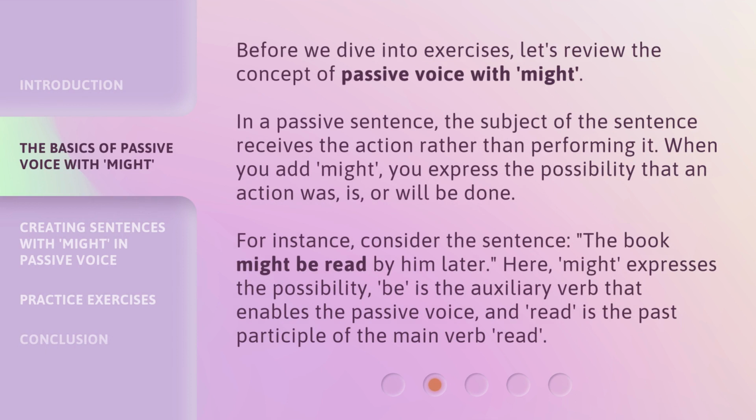Before we dive into exercises, let's review the concept of passive voice with might. In a passive sentence, the subject of the sentence receives the action rather than performing it. When you add might, you express the possibility that an action was, is, or will be done. For instance, consider the sentence, "The book might be read by him later." Here, might expresses the possibility. Be is the auxiliary verb that enables the passive voice, and read is the past participle of the main verb, read.